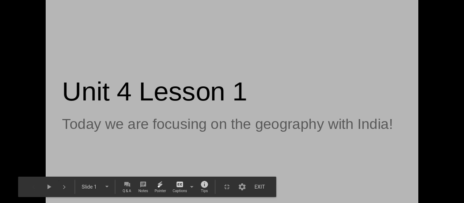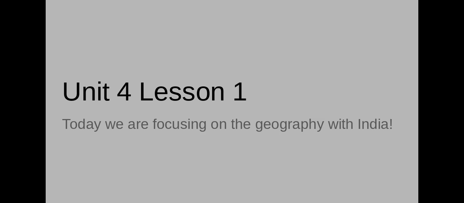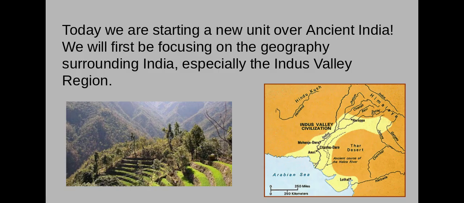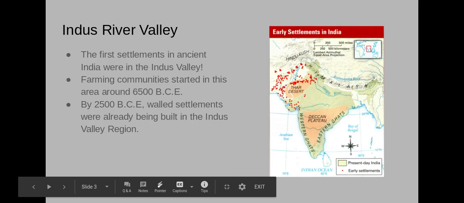All right, everybody, today we're going to start a new unit about ancient India. So today we're focusing on the geography of India. Now, we're going to be focusing on the geography surrounding India, especially what's called the Indus Valley region, which you can see right here. Everything that kind of surrounds the Indus River was known as the Indus River Valley region.